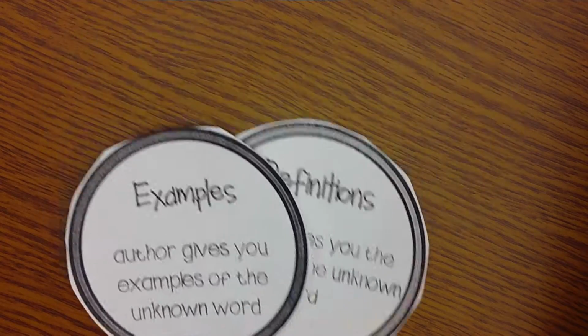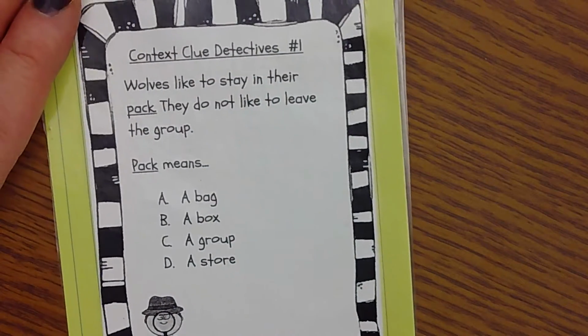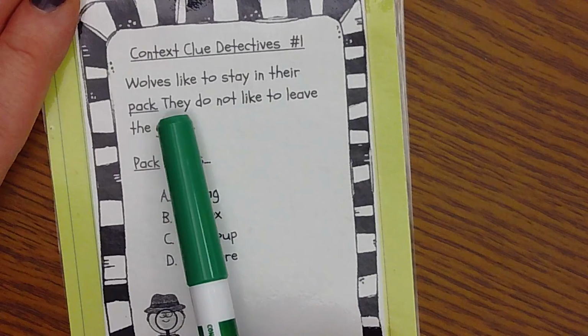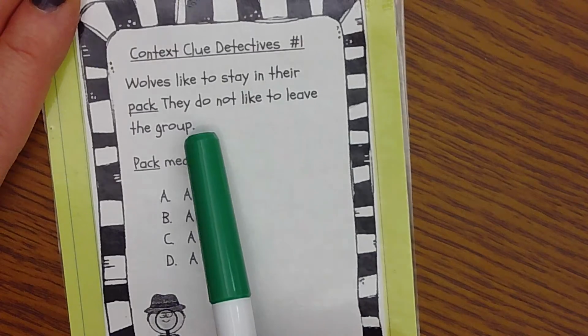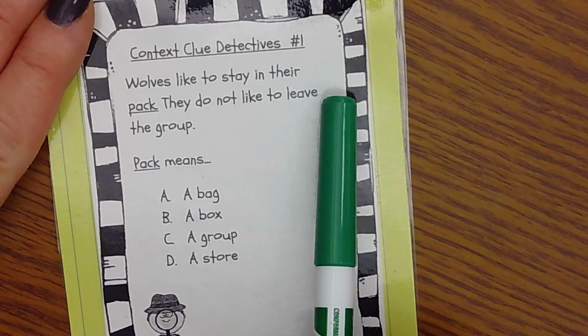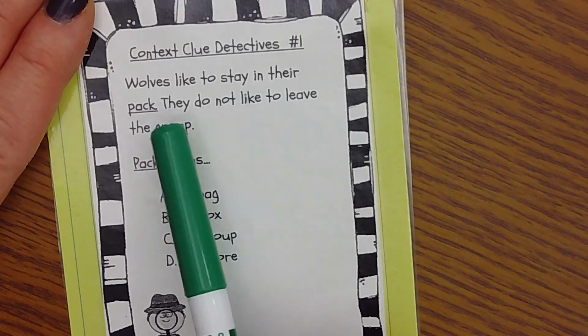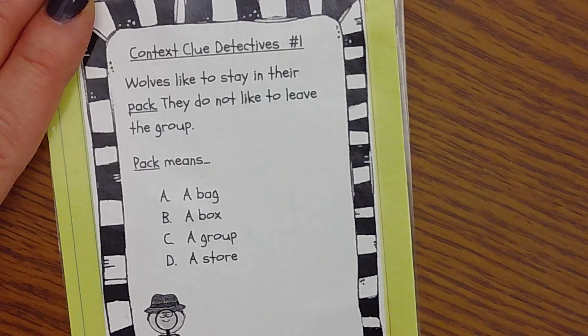So let's look at some together and see if we can be the detectives and get those clues to figure out the tricky words. Let me make this just a little bit bigger so everybody can see it. And here we go. This says, wolves like to stay in their pack. They do not like to leave the group. It's always important when we are stuck on a word, we always read the whole sentence or maybe the sentence behind it to look for those clues. The unknown or tricky word is underlined. But when you're reading, it won't be underlined. You're just going to read and come to this word that could be tricky.